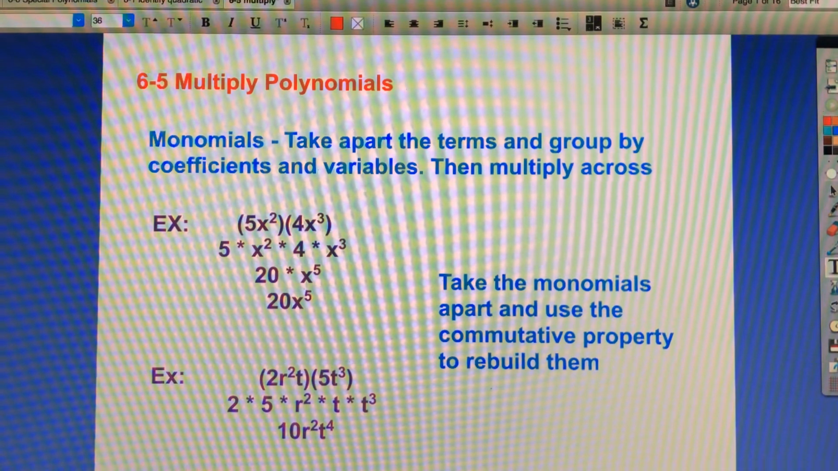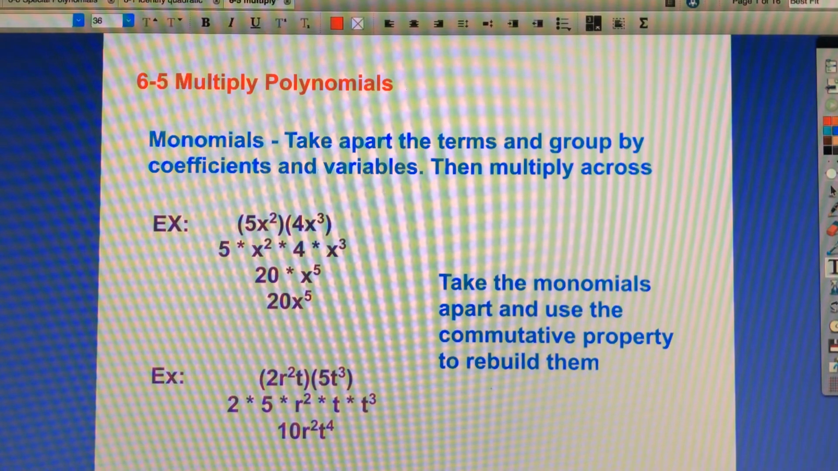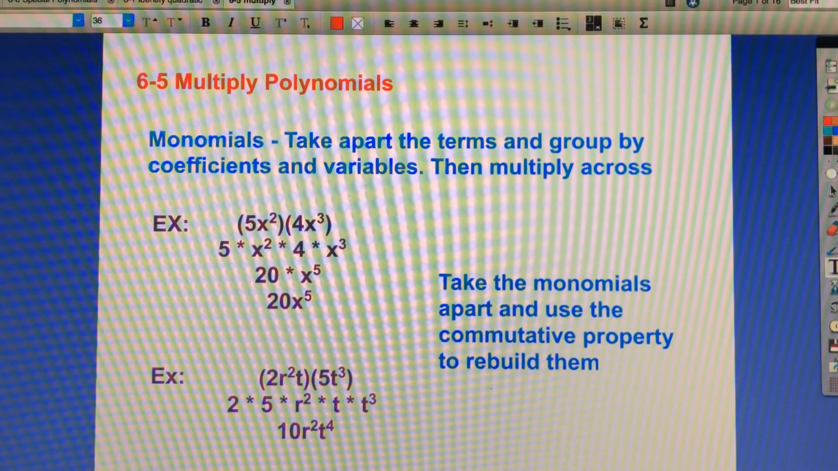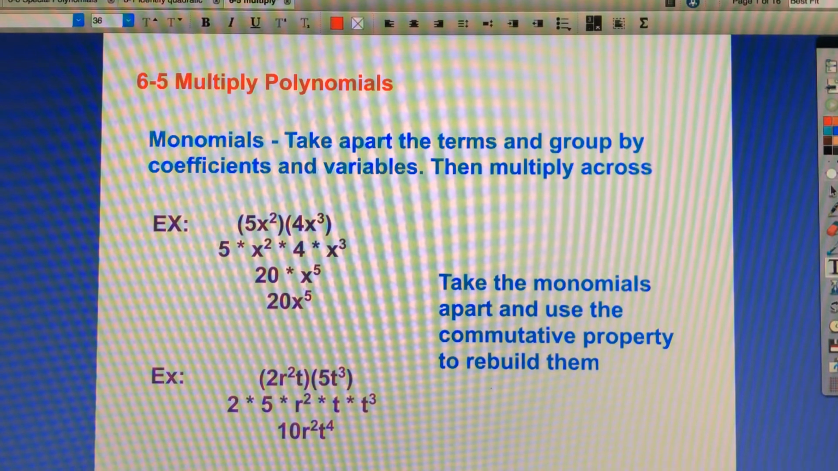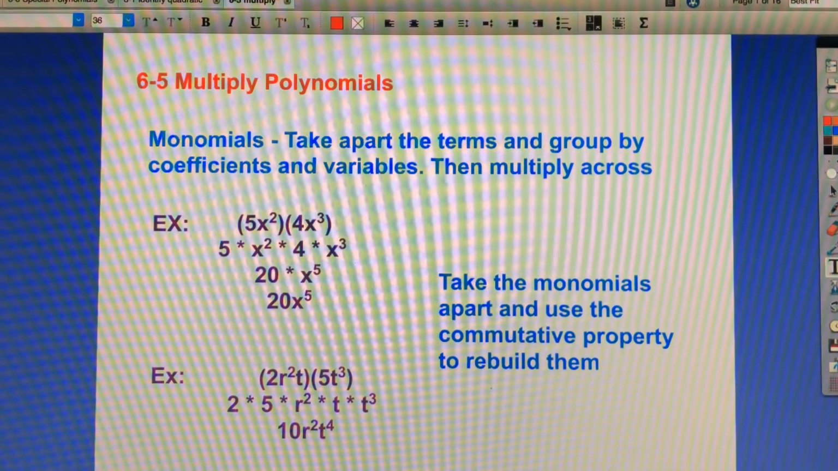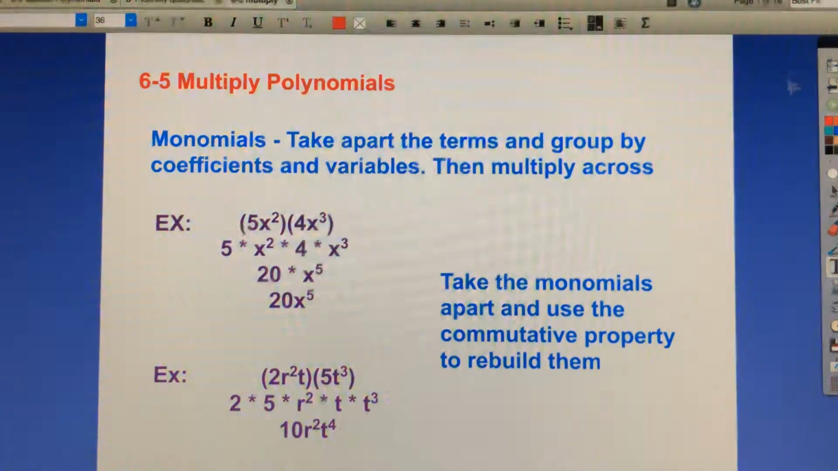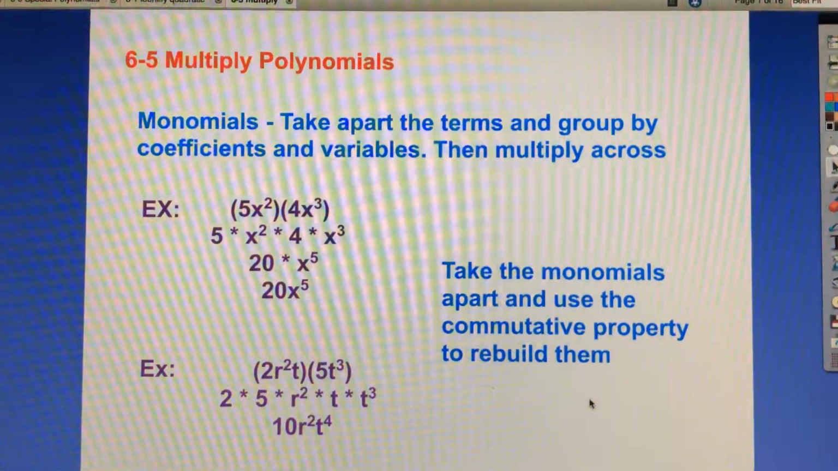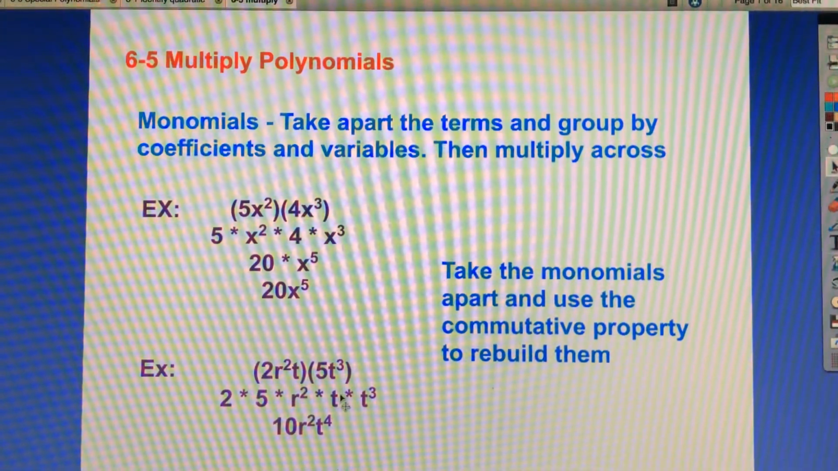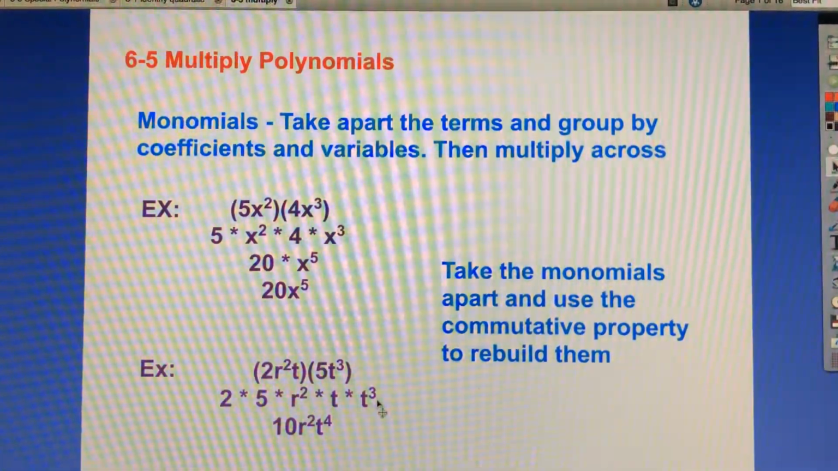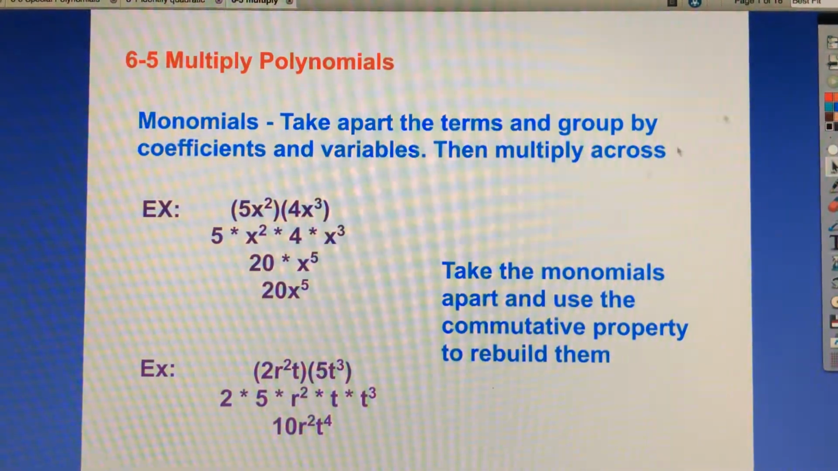2 times 5 times r squared times t cubed. You see I've already grouped them now, and I've put my coefficients together and my variables together with my exponents. There's only one r, so it's 10r squared t times t to the 3rd power. Remember, there is an invisible 1 here. There's an invisible 1 exponent with this t, so it's a 1 plus 3. That's how I get t to the 4th power.